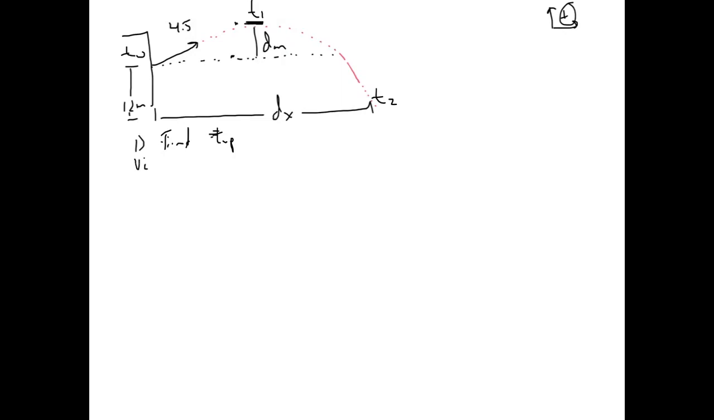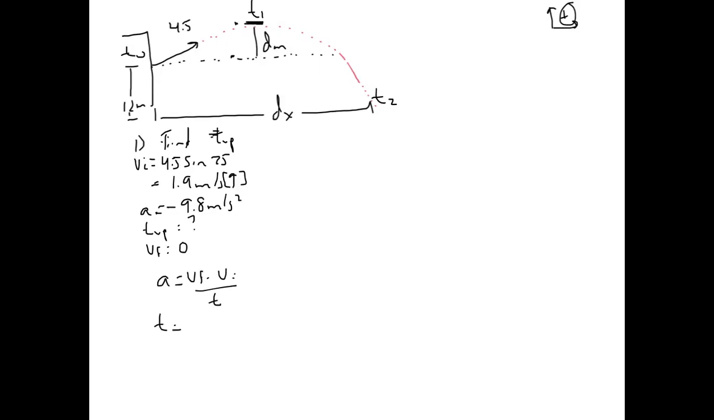We know that vi is going to be the vertical component of the velocity, which is 4.5 times the sine of 25, which is equal to 1.9 meters per second up. We know that the acceleration is working against the velocity, so it's negative 9.8 meters per second squared. T up is our question, and Vf, as always, is equal to 0 at the very top. So we plug that in. We're going to use the equation a equals Vf minus Vi over t. T, once we've inserted our numbers, is Vf minus Vi over a, and once we put in our numbers, we get 0.194 seconds. So for the ball to go up to its peak, to travel from here to here, it's going to take 0.194 seconds.